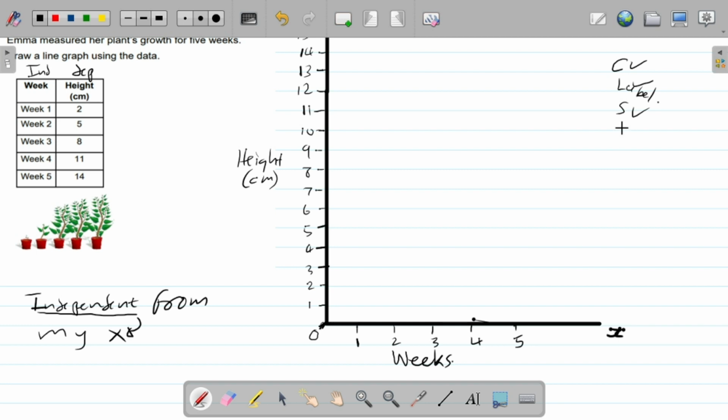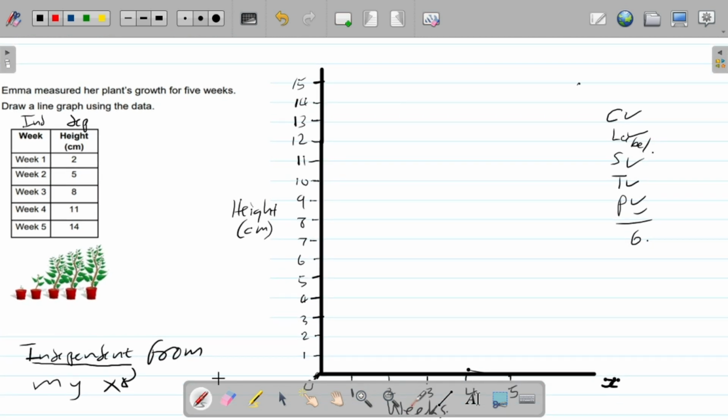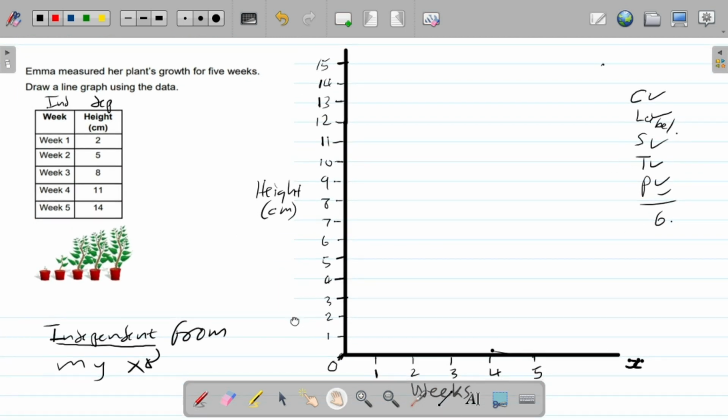Now it's time to draw a line graph. We say we're drawing a line graph. So you're going to get a mark for the correct type of graph, right? And then later on for plotting. That's a total of 6 marks. 6 SASA marks courtesy of the Department of Education for free, right? Great. Now let's plot the graph.